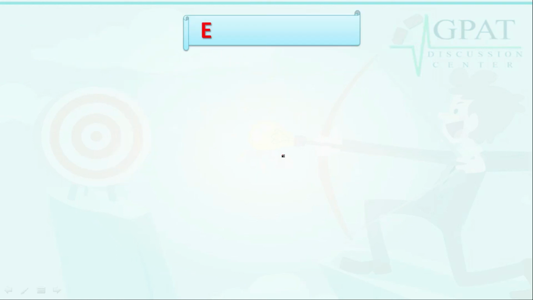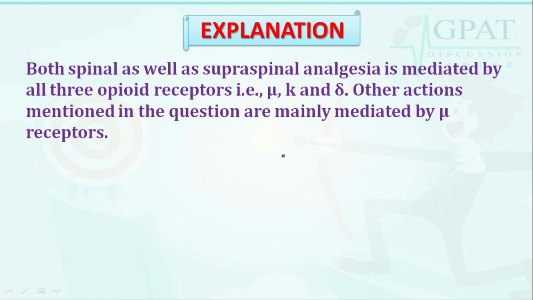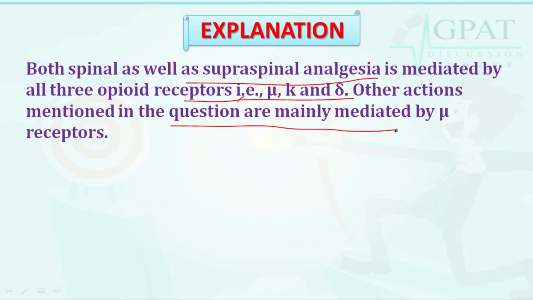So let's discuss with the help of explanation that both spinal as well as supraspinal analgesia is mediated by three opioid receptors, that is mu, kappa and delta, and the other actions mentioned in the question are mainly mediated by mu receptor. So this is the last question, students.